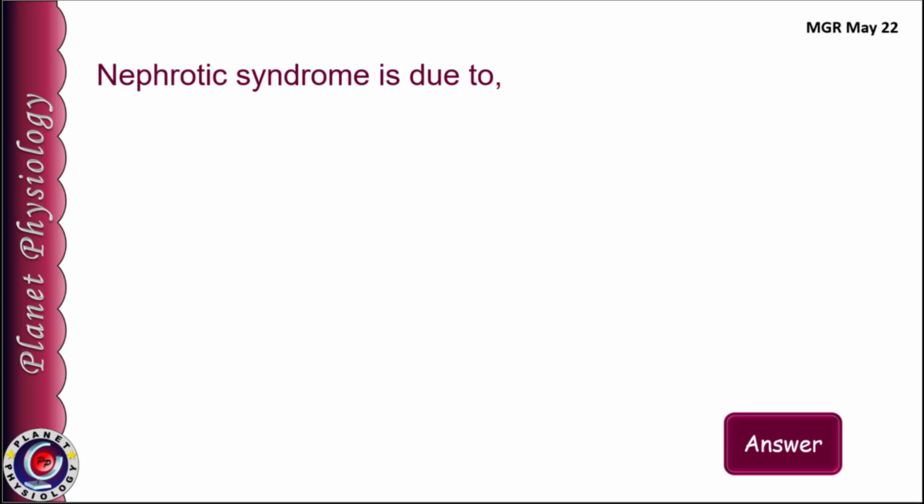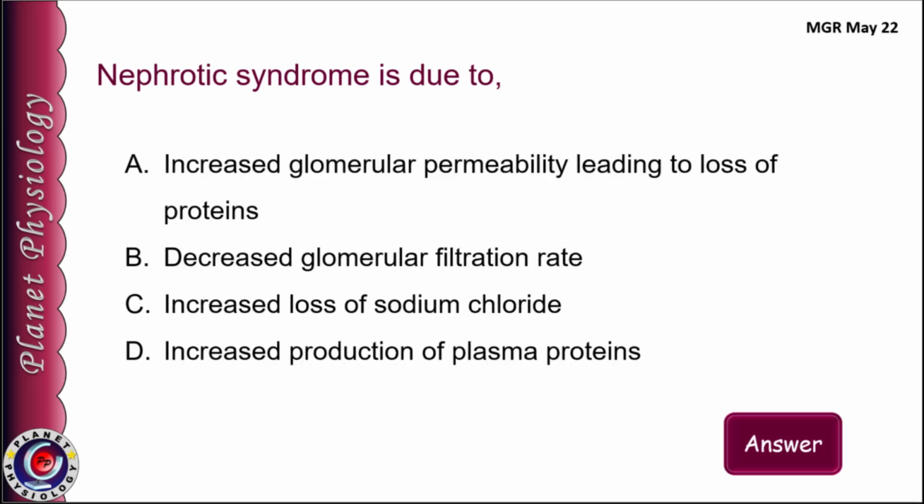Next question. Nephrotic syndrome is due to A. Increased glomerular permeability leading to loss of proteins. B. Decreased glomerular filtration rate. C. Increased loss of sodium chloride. And D. Increased production of plasma proteins.